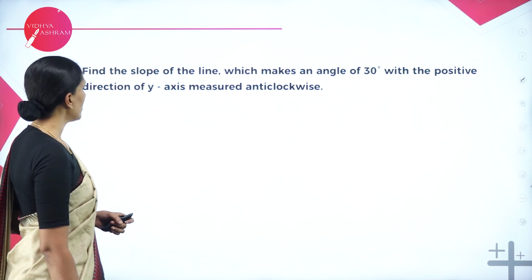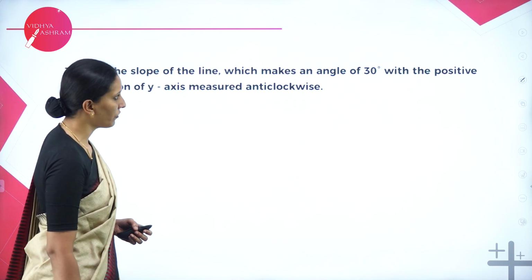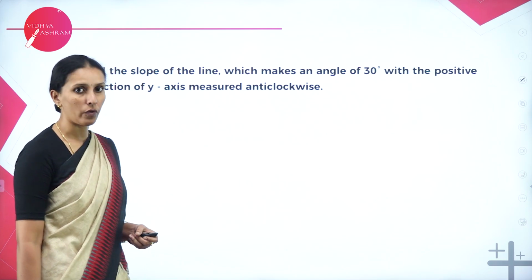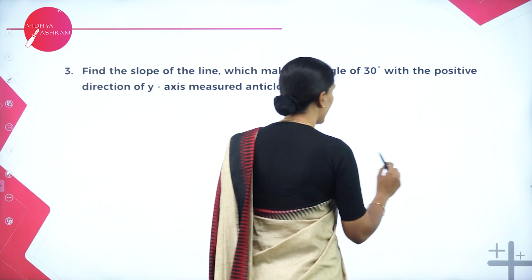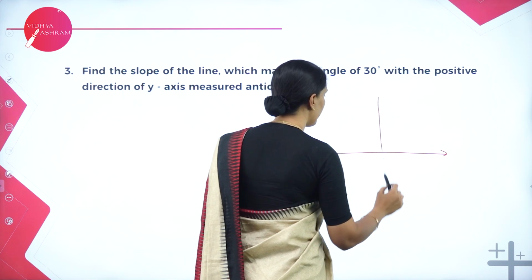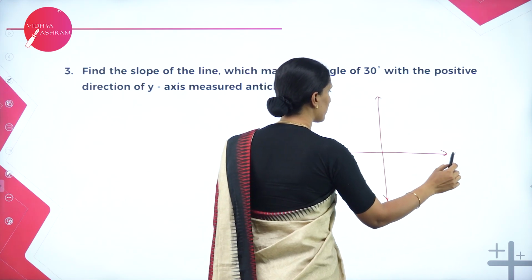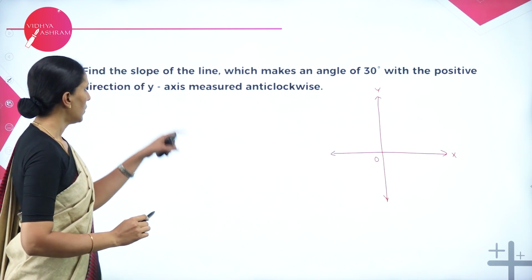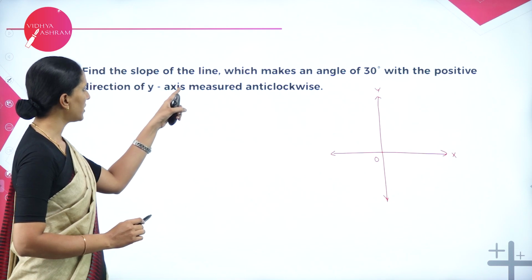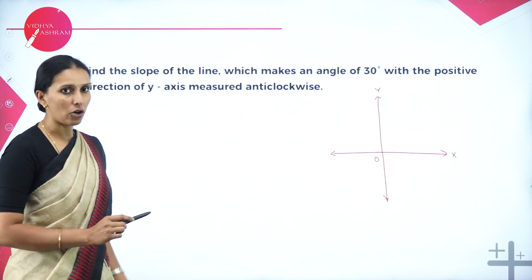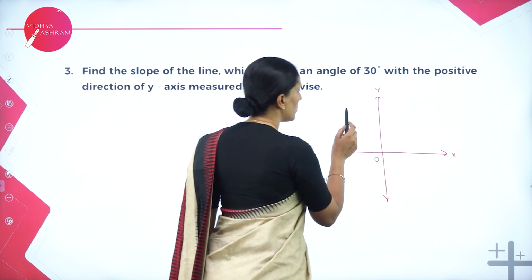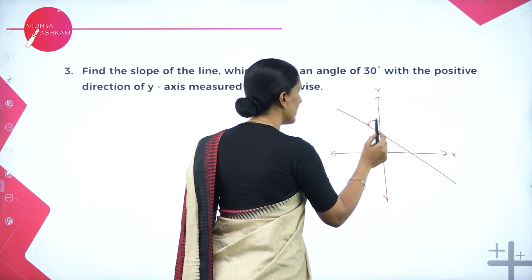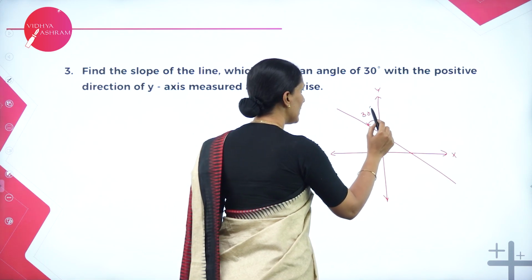Next one: find the slope of the line which makes an angle of 30 degrees with the positive direction of the y-axis measured anti-clockwise. So now consider the coordinate axes, x-axis and y-axis, and the origin. We have a straight line here whose angle with respect to the positive direction of the y-axis measured anti-clockwise is 30 degrees. So this is the line, and this angle is 30 degrees.